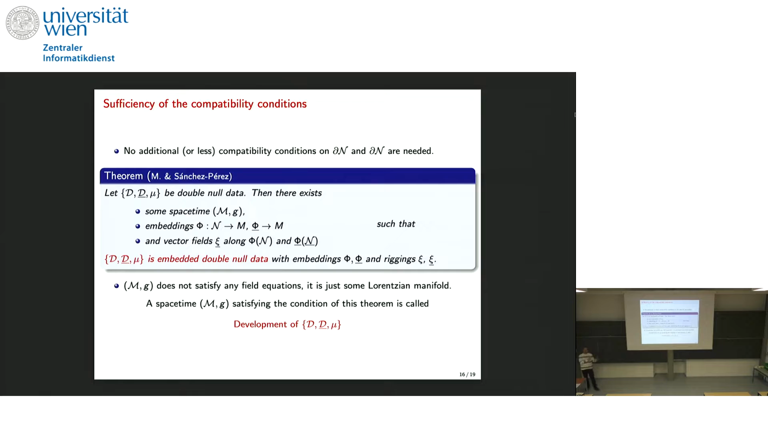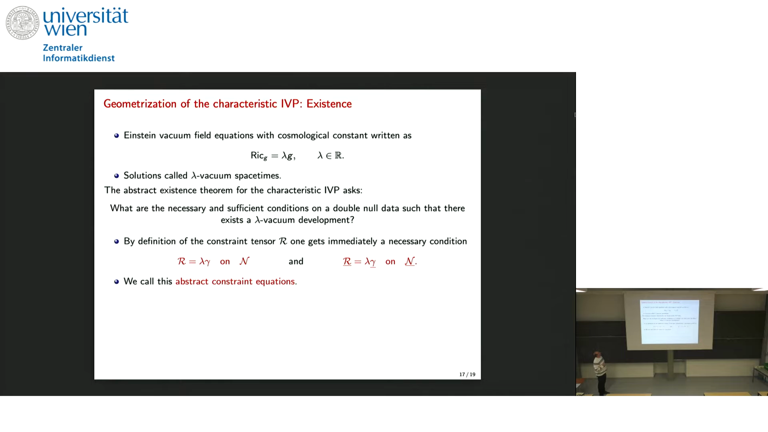So I give you double null data. Any space-time where I can embed that, which now I know exists in some, and therefore in many, any of those will be called a development, okay? Now one already has all the ingredients for the geometrization of the characteristic initial value problem. These are the lambda vacuum field equations, you all know them.